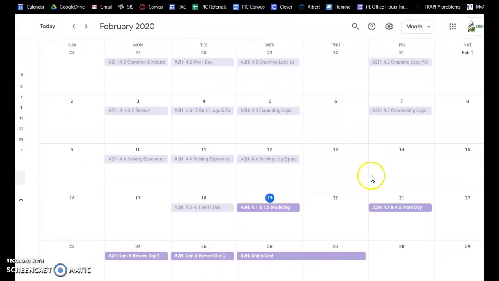So if you notice here, we are on the 19th. Starting Friday, like I said, is a work day, and then we will be reviewing Monday, Tuesday as well. And then your unit test will be on your block day.